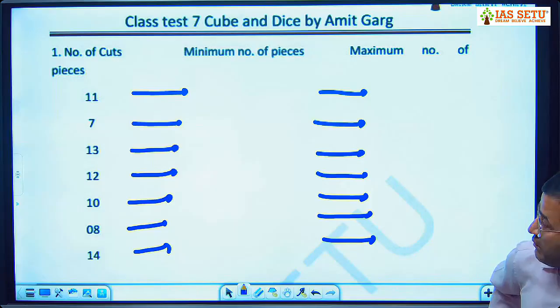It's like 11 cut, what are minimum pieces, what are maximum pieces possible. 7 cut, minimum pieces, maximum pieces. 13 cut, minimum pieces, maximum pieces. 12 cut, minimum, maximum. 10 cut, minimum, maximum. 8 cut, minimum, maximum. 14 cut, minimum, maximum.